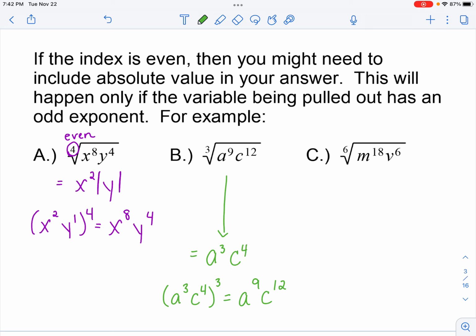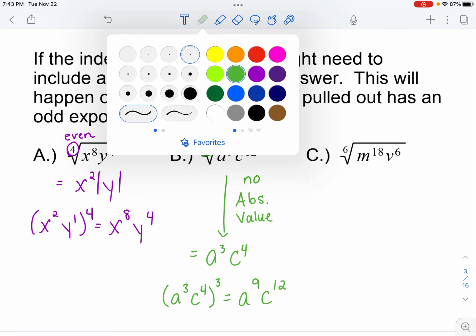The question is, do I need absolute value in my answer? I have an odd exponent on the a cubed, but the index here is odd. So that means there's no absolute value needed, because it had an odd index to begin with. So I don't need to worry about it. That's because I can take an odd index root of a negative and it'll come out to a negative, so it's okay. I don't need to switch it back to a positive.